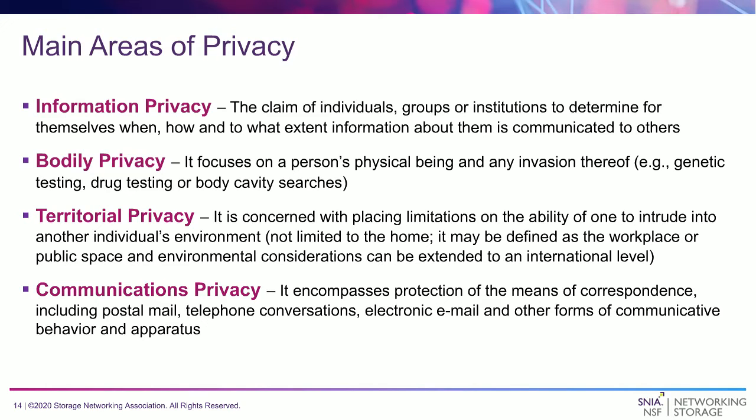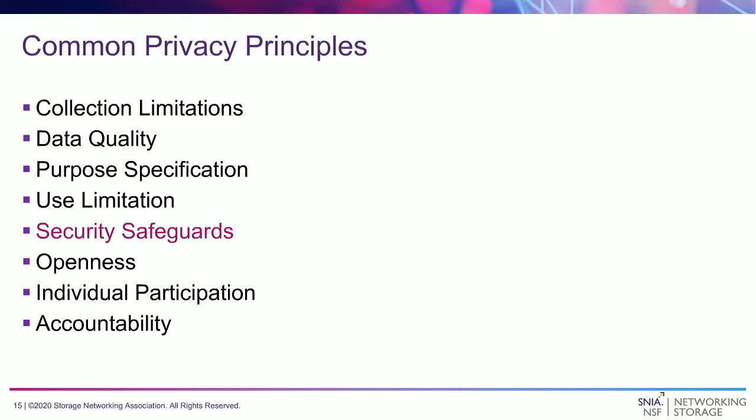So there's bodily privacy, your personal space, so to speak. There's territorial privacy, and so there are potential limitations on intruding into one's environment, and there's communication privacy. So things like correspondence, postal mail, telephone conversations, and in the broader sense, all of these components make up the more general area of privacy. Many times when you're talking about privacy in the IT space, it is focused just on the information privacy piece.